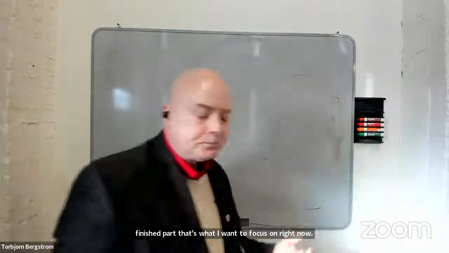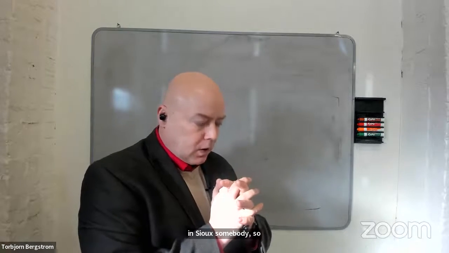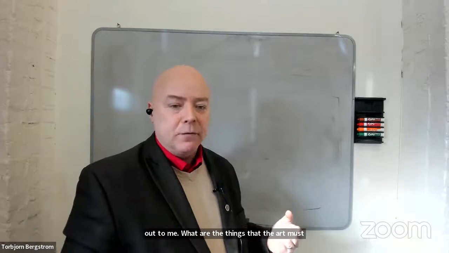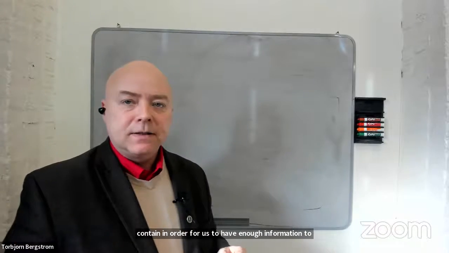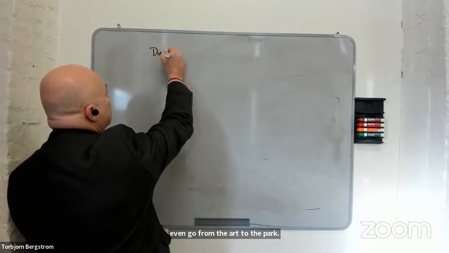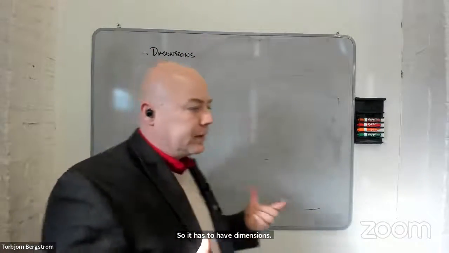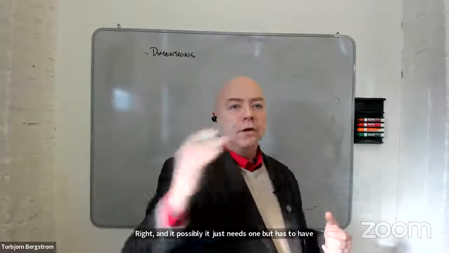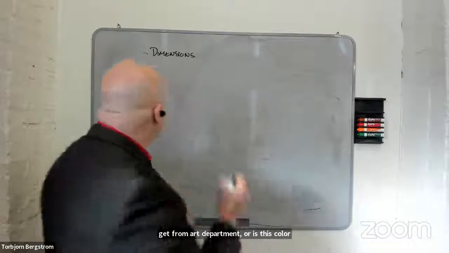And so, as somebody in the group, shout out to me, what are the things that the art must contain in order for us to have enough information to even go from the art to the part? At least one dimension. So it has to have dimensions. Right, and it possibly just needs one, but it has to have dimensions. What else do we have to have in order to get from art to part? Tolerances. Tolerances on those dimensions, right?